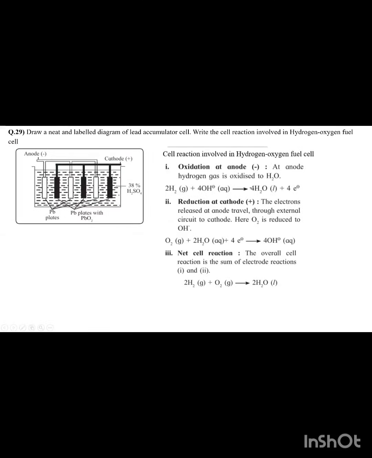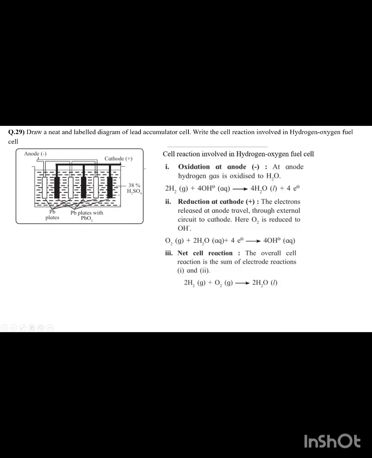Next one. Draw the neat labeled diagram of lead accumulator, that is lead acid storage cell, and write down the reaction involved in the hydrogen oxygen fuel cell. So this is the lead acid storage cell. Here the anode has negative charge while the cathode has positive charge, arranged in an alternating fashion, where the lead plates act as anode and lead coated with lead oxide acts as cathode. Both the electrodes are dipped in a concentrated solution of sulfuric acid.